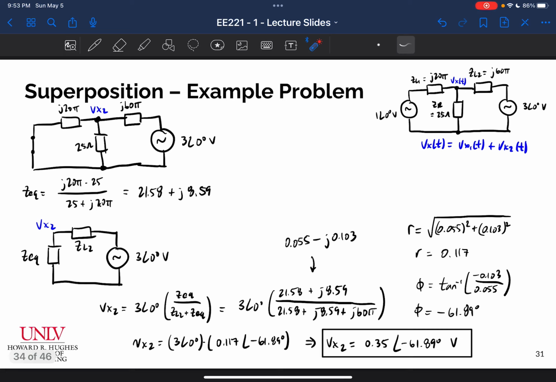I went ahead and did the same math for VX2, but I don't want to take too much time doing the exact same thing that I already did. So if you want to practice, go ahead and you can utilize this as an example. But this is what I got for VX2.